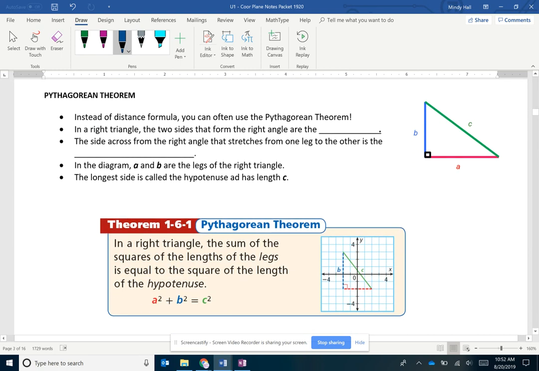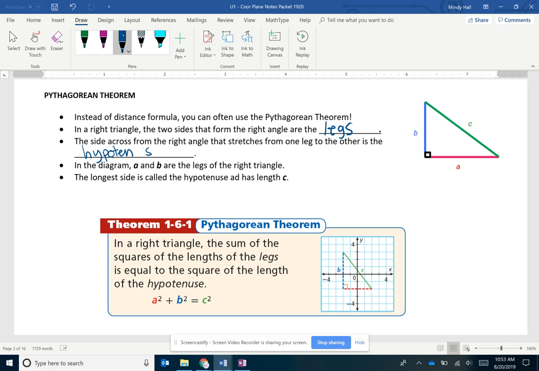So, like I was saying, instead of the distance formula, you can use the Pythagorean theorem. In the right triangle, the two sides that form the right angle are the legs. And the side across from the right angle that stretches from one leg to the other side, so the green side, is the hypotenuse.